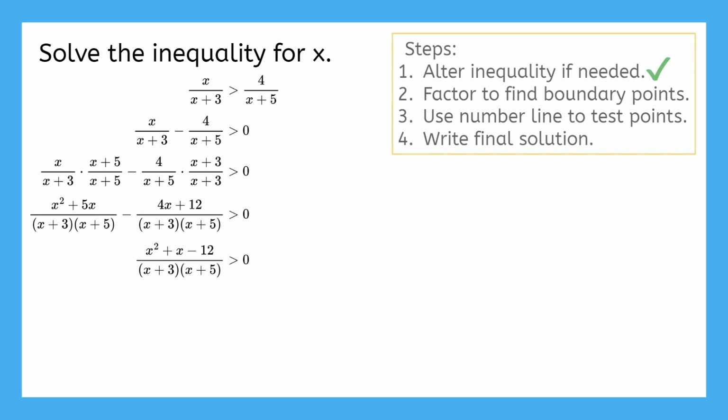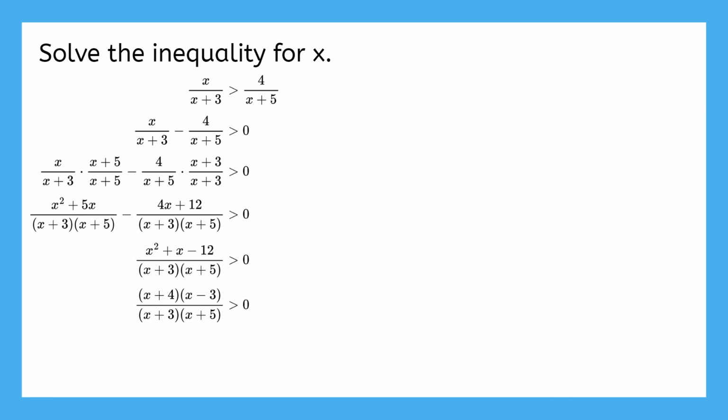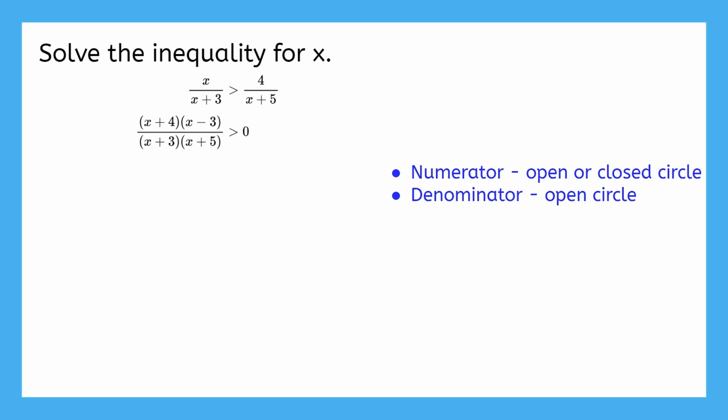Now we can move on to step 2, factor to find boundary points. The denominator is already factored, so we just need to factor the numerator here. Pause now and factor the numerator yourself. Now that we have all of our factors, we can use them to find our boundary points. This step also reminds us of what to do with the boundary points that we get from these factors. So try to finish this step yourself. See if you can find our boundary points and plot them on a number line.